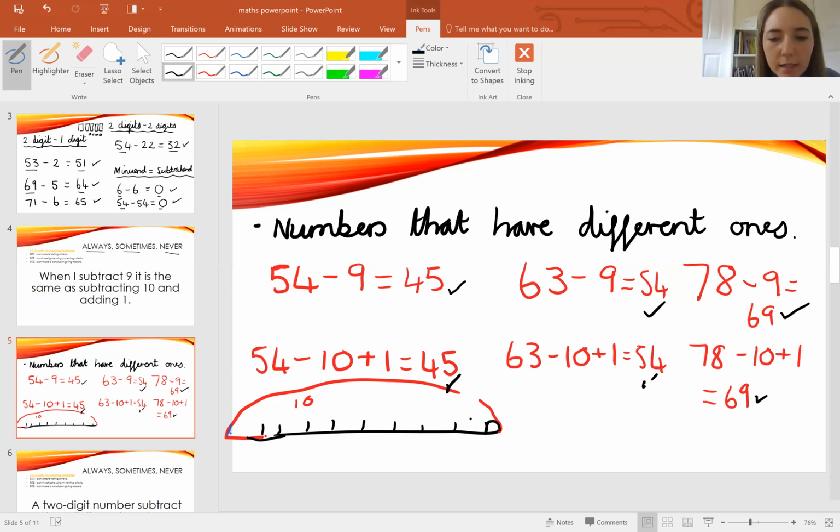If we subtract 9, 1, 2, 3, 4, 5, 6, 7, 8, 9, it is the same as subtracting 10, so going 1 further and then coming 1 step back again. You always get to the same place on the number line. So we can use those pictures of our representations to help us explain things as well. Using the pictures to help us explain is really, really useful.